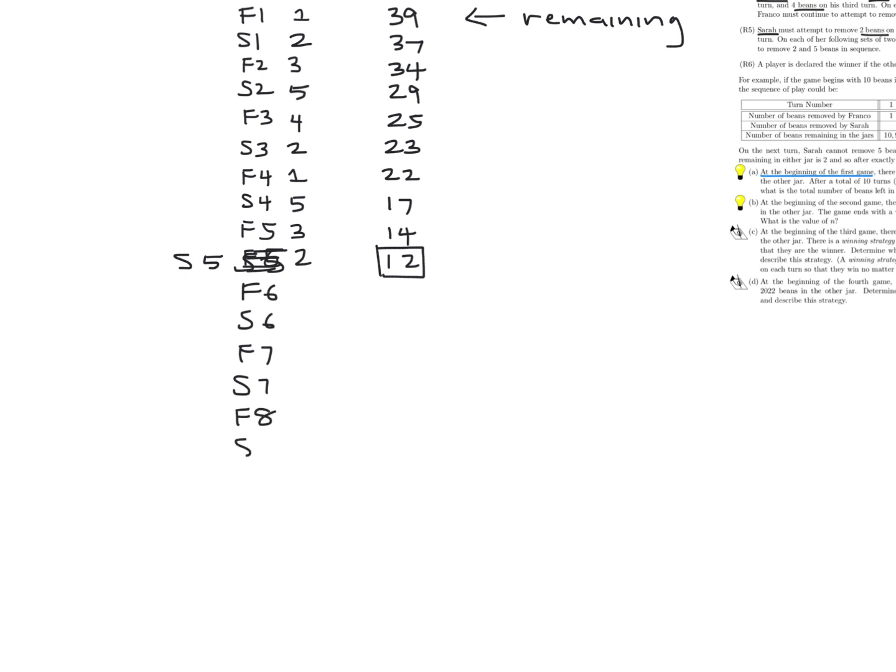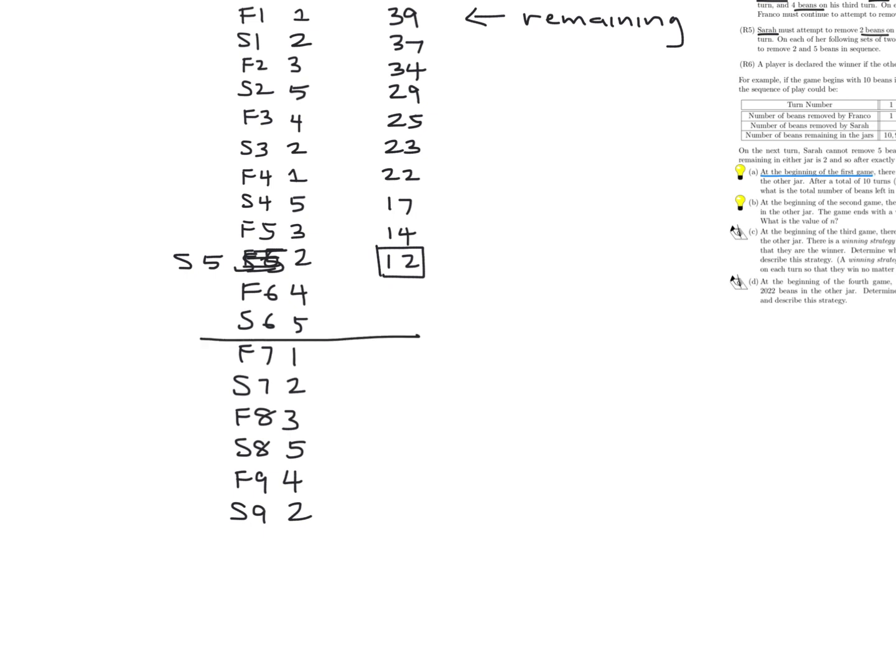F8, S8, F9, S9, and okay, let's just see. So it's 1 3 4 1 3 4 1 3 4 for Frank, and then for Sarah it was just 2 5, so 2 5 2 5 2 5 2 5 2 5. Is there any pattern? Does it ever repeat? 1 2 3 5 4 2 1 5 3 2 4 5 1 2 3 5.